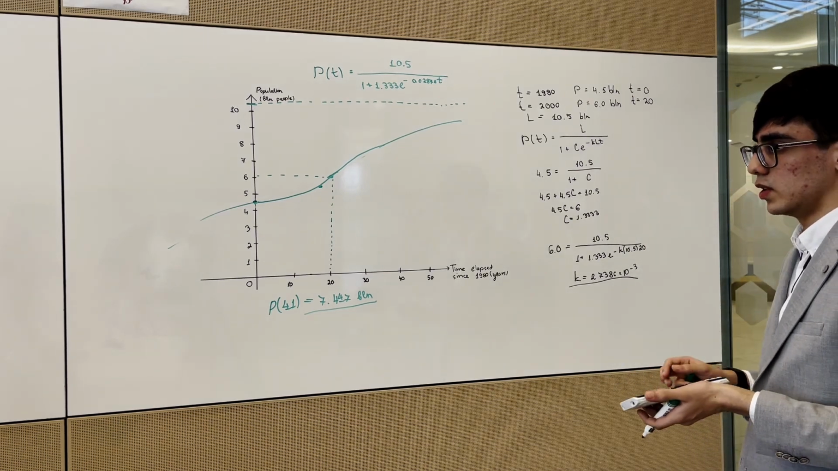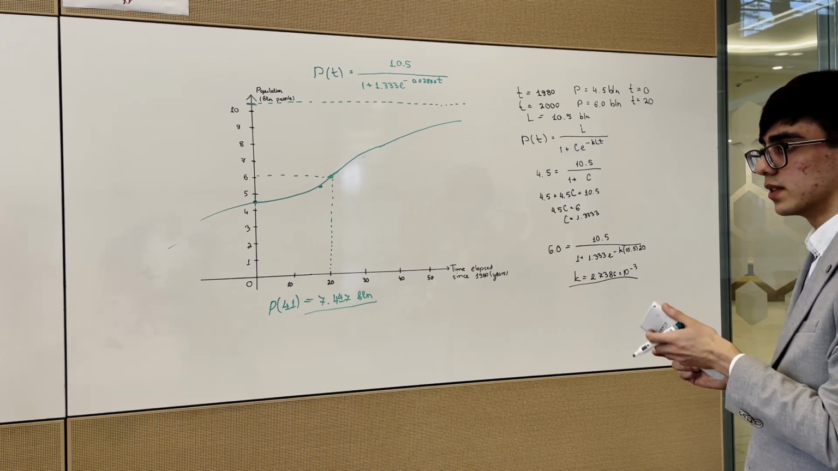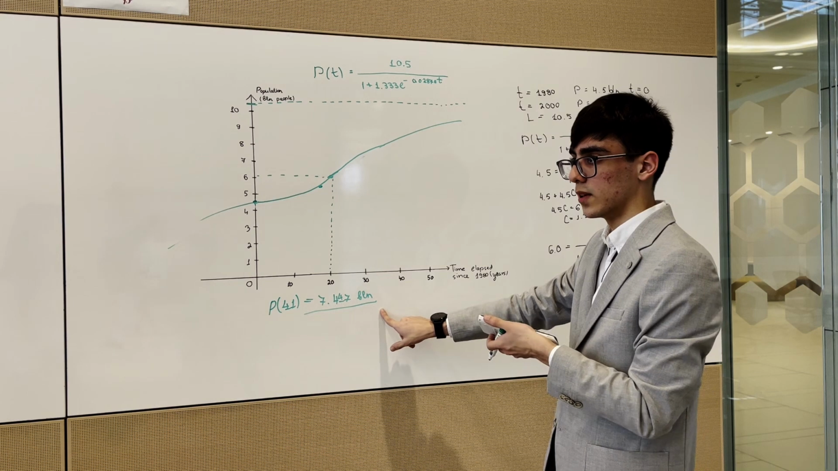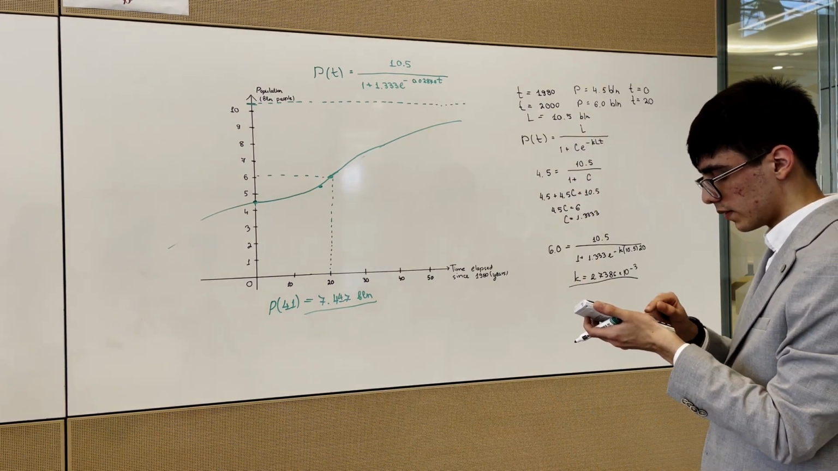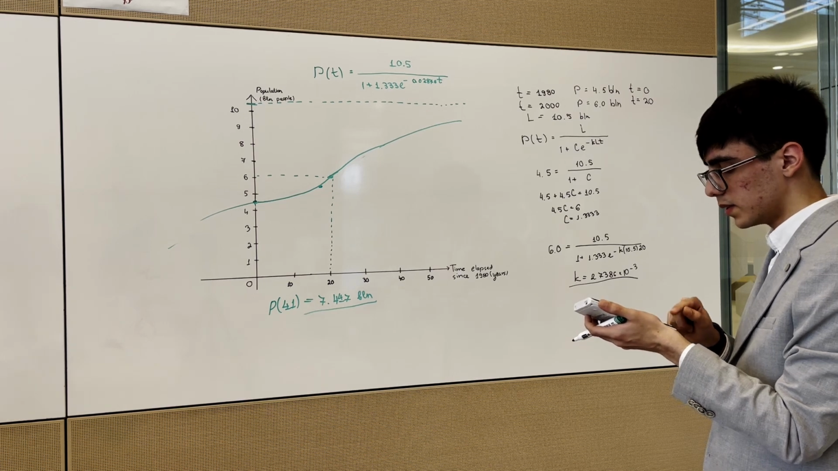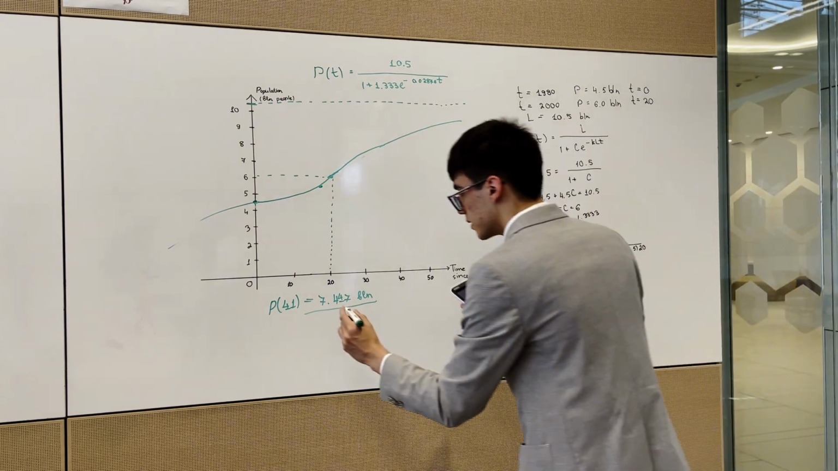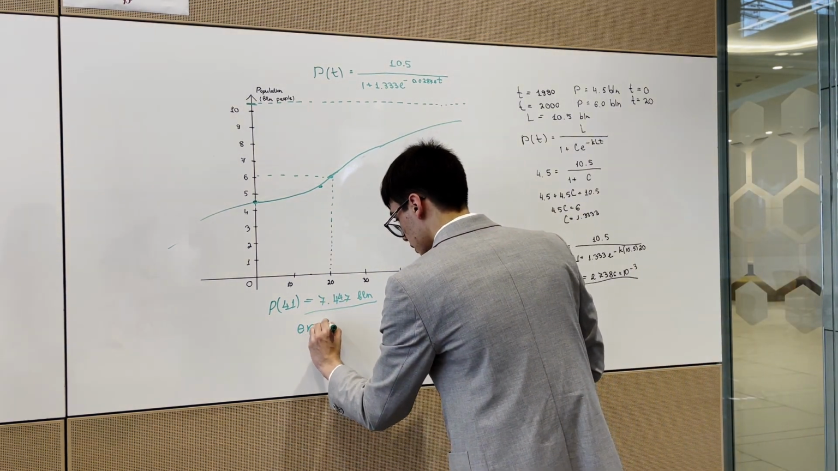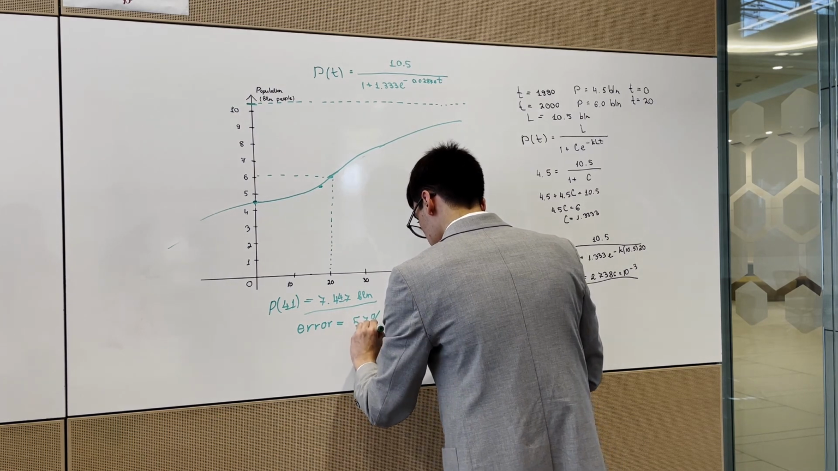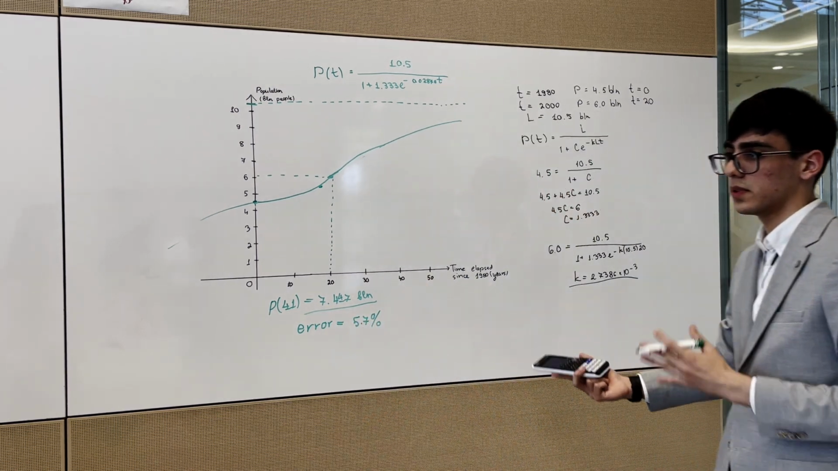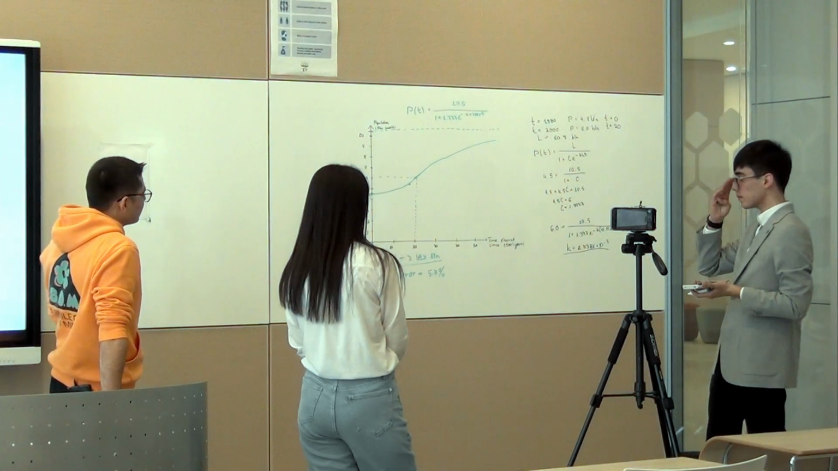Knowing that the actual population that year was around 7.9 billion people, we could find the error of our estimation. We could subtract this value from the actual value, 7.9 minus the value that we just found, and divide it by the actual value, 7.9, and multiply it by 100 to find the percentage error. And what I see here is that my error of approximation is 5.7%. So it's really close to the real value of population. And that's it. That's a logistic curve.